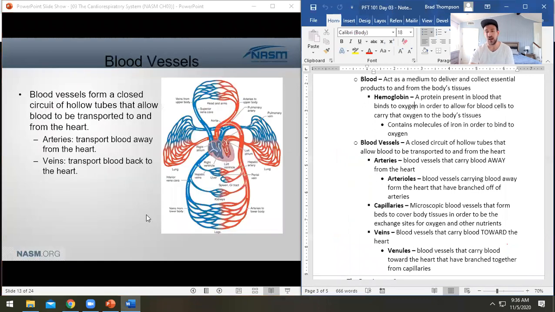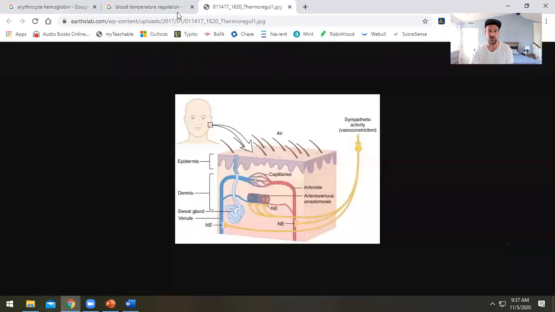But its main job, the biggest thing we need to talk about, is the fact that blood contains hemoglobin. And that is a protein in your blood that binds to oxygen and allows blood cells to carry oxygen throughout the body. So it contains molecules of iron, and then that iron binds to the oxygen. And that's why your blood is red too, by the way. Because of the fact that it's got iron in it, and the fact that iron, when exposed to oxygen, turns bright red.